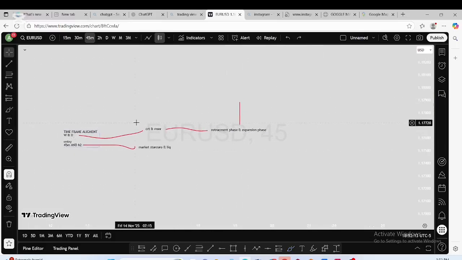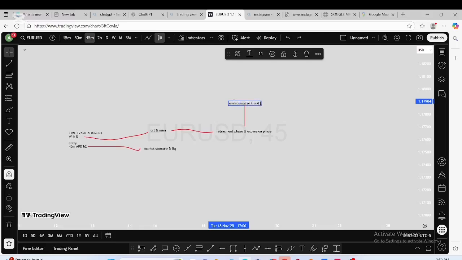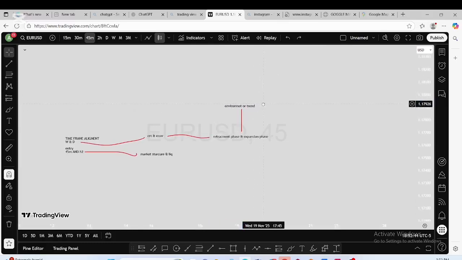But before this retracement and expansion phase, you see how I'm drawing the chart. This is the chart of how I analyze, nothing special. Before this retracement and expansion move, you need to understand the environment or trend you are in. Am I in a bullish environment? Am I in a bearish environment? Am I in a bullish trend? Am I in a bearish trend?